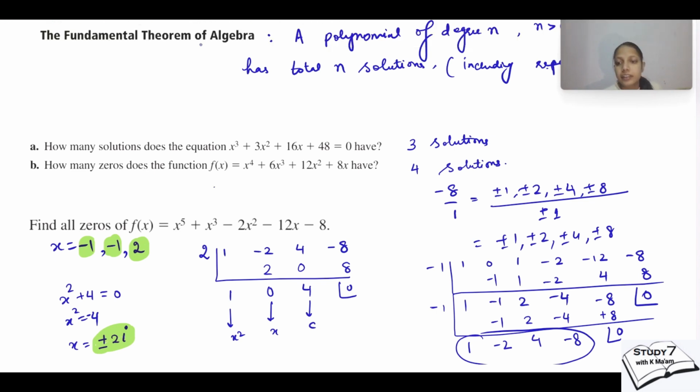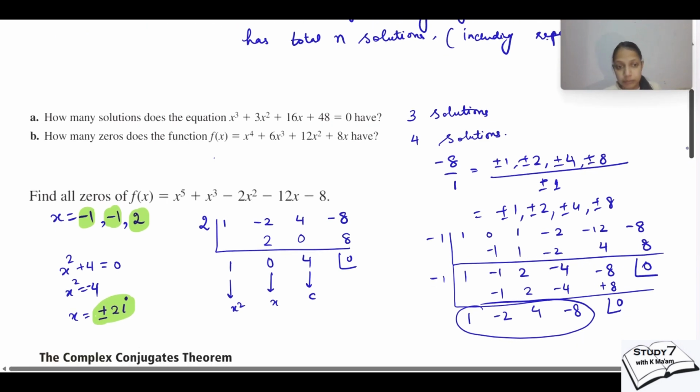Alright. This is how we solve for all zeros. Even the repeated one is there. I counted it 2 times, because it's repeated 2 times, I count 2 solutions.